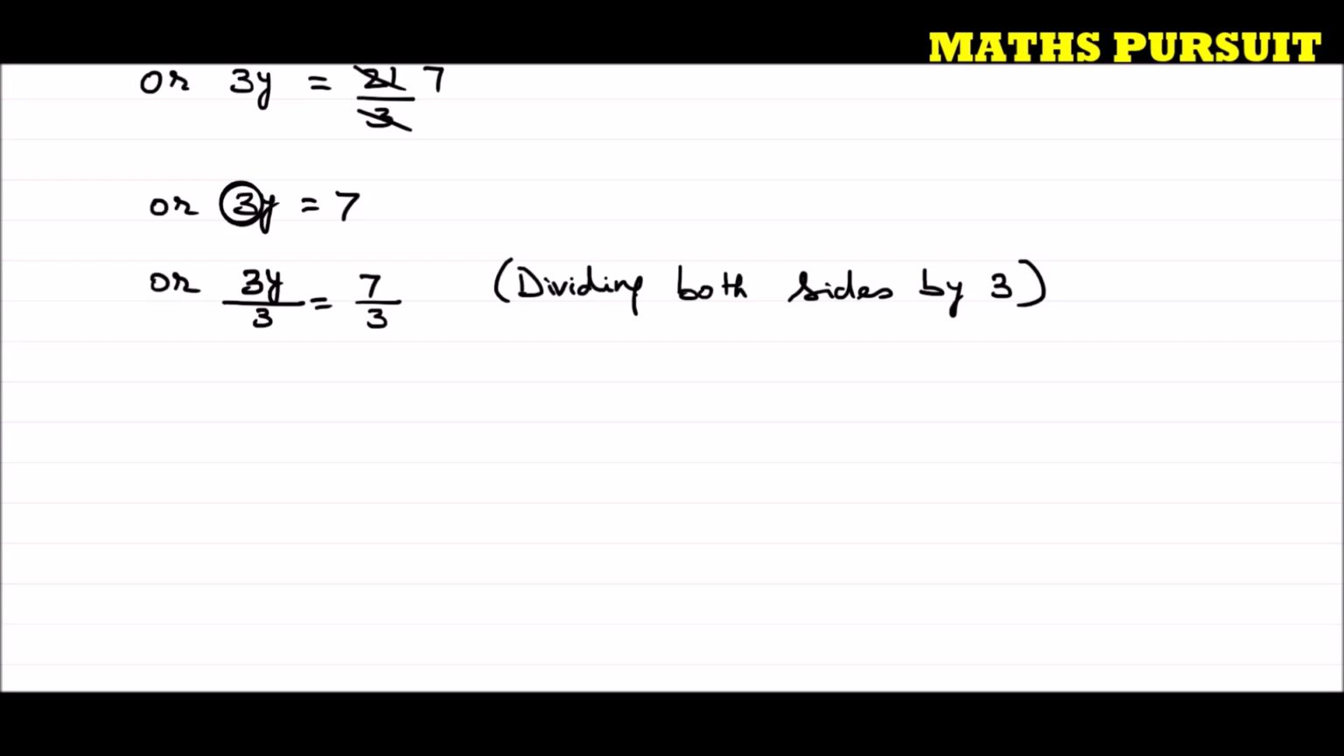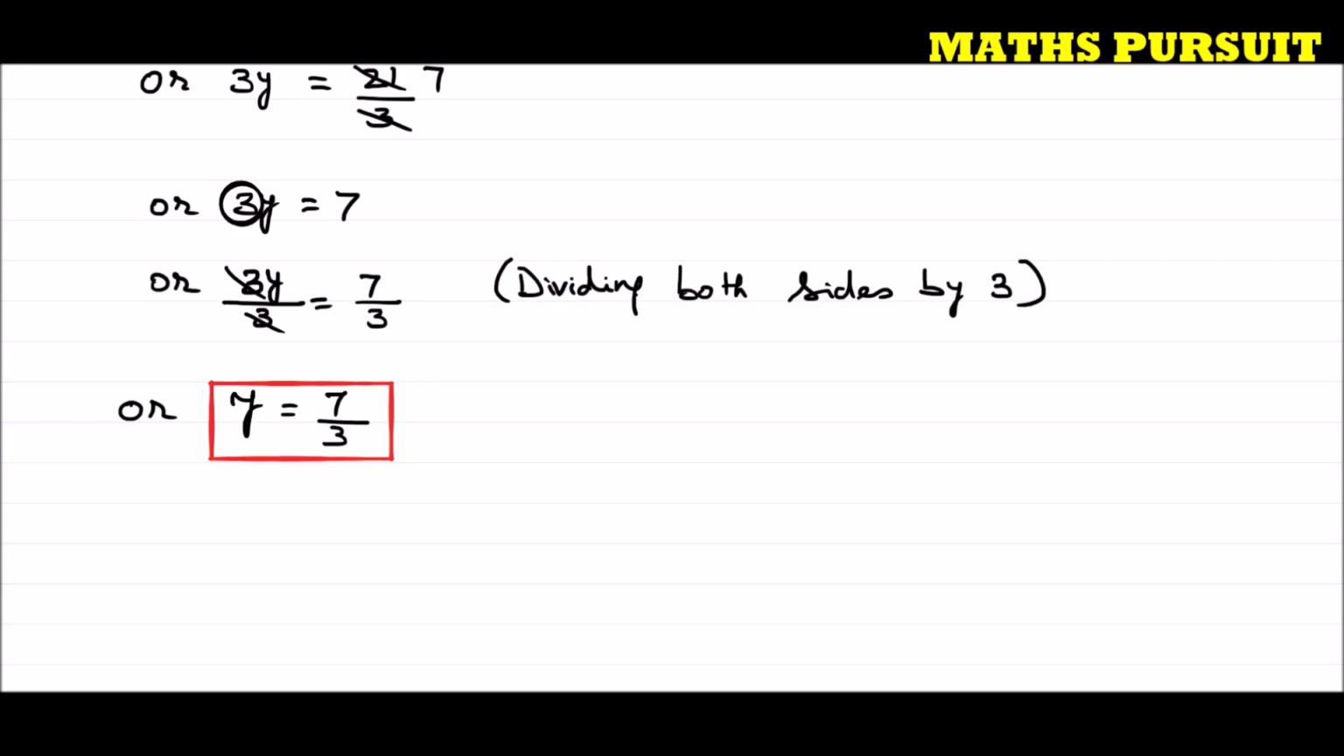Or I can write y is equal to 7 divided by 3. How? These three cancel out. So what we got? We got y is equal to 7 divided by 3, or 7 upon 3. Now guys, this is our answer. When we solved the given equation, we got the value of y as 7 upon 3.